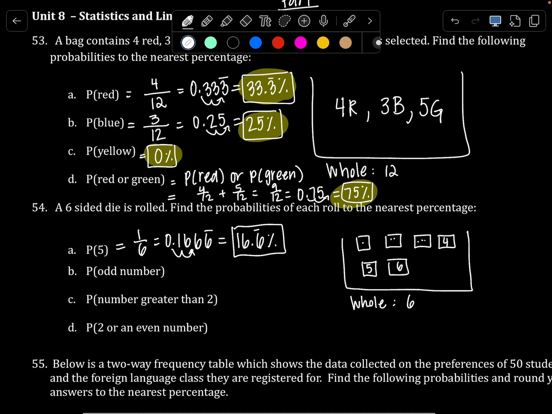And now, what's the probability that you get an odd number? Well, how many of these are odd numbers? 1, 2, 3 out of 6. Which is 50%.